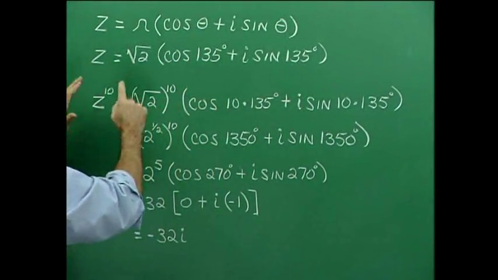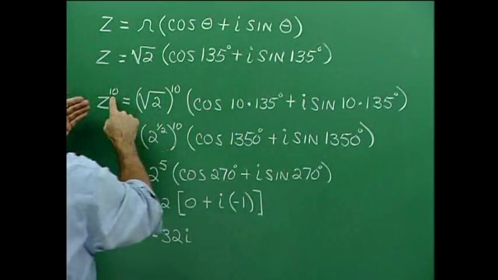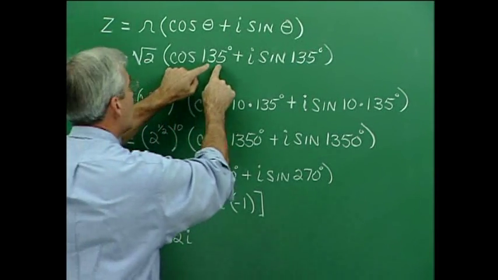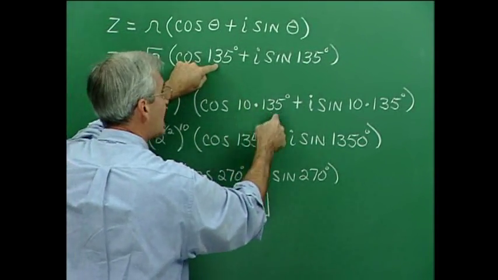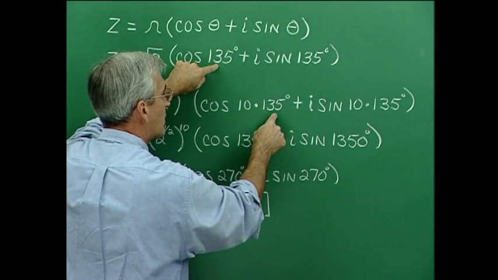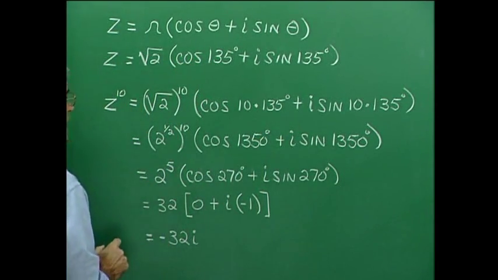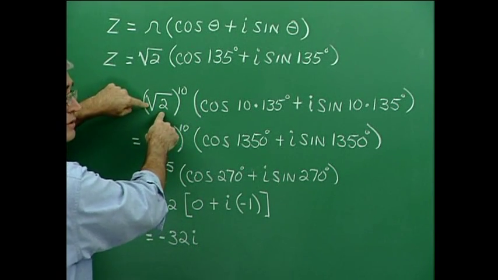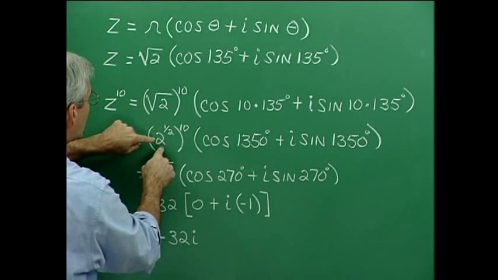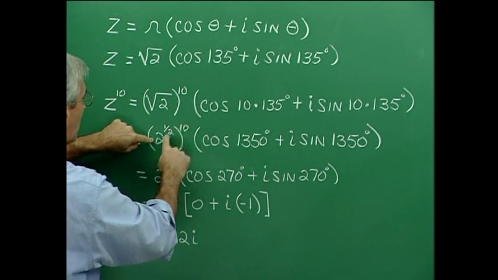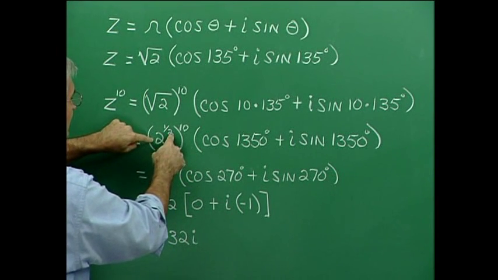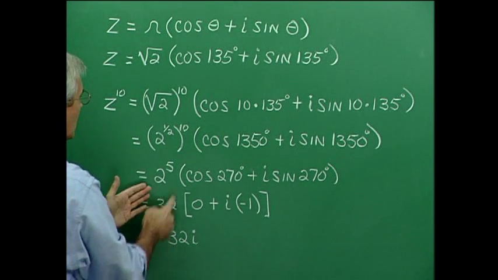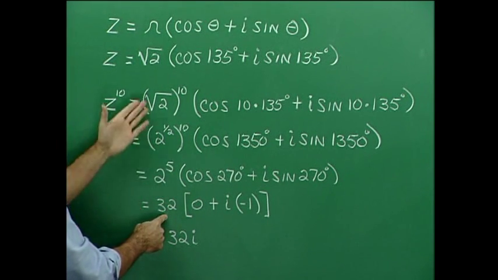Now, if we want to raise this z to the 10th power, we simply take the r and raise it to the 10th power and multiply the angle times 10. You see, it's 10 times theta. So it's 10 times 135, and just evaluate from here. Now, the easy way to deal with the radical is to think of the radical in terms of a fractional exponent. The square root of 2 is 2 to the 1/2 power. And when we raise powers to powers here, 10 times 1/2 is 5, and 2 to the 5th becomes 32.